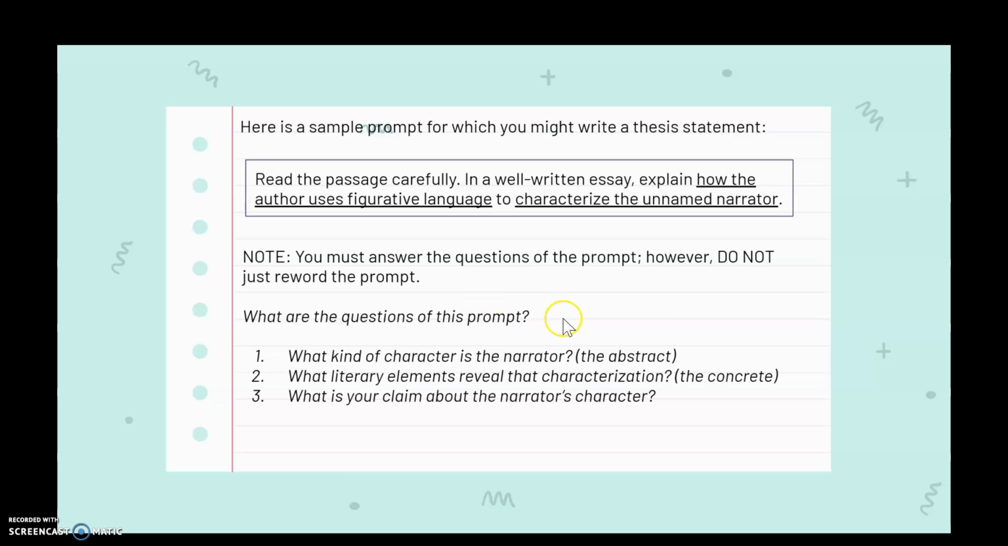Okay, so I just want to point out that this cannot be answered yet because we don't have our thesis statement. This is just the writing prompt that I would give. Let's look at a sample thesis statement and then we can answer these 3 questions.